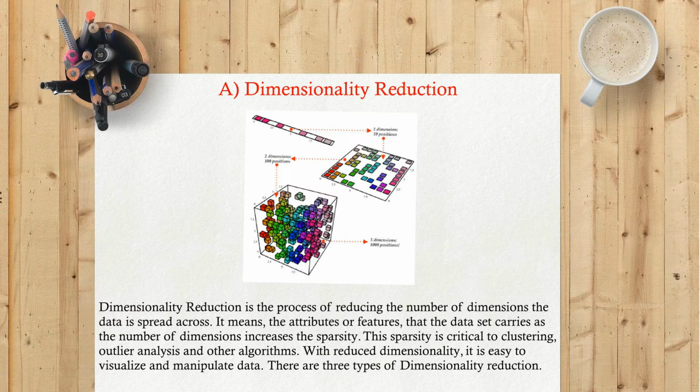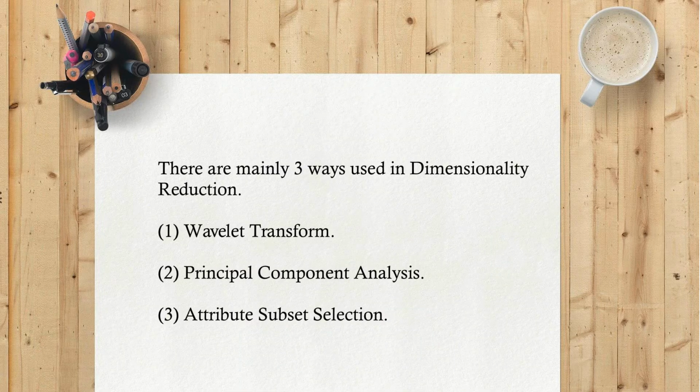There are three types of dimensionality reduction. There are mainly three ways used in dimensionality reduction. 1. Wavelet Transform. 2. Principal component analysis. 3. Attribute subset selection.